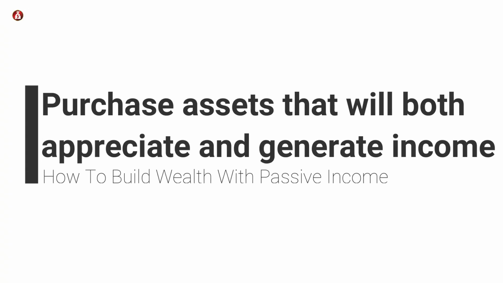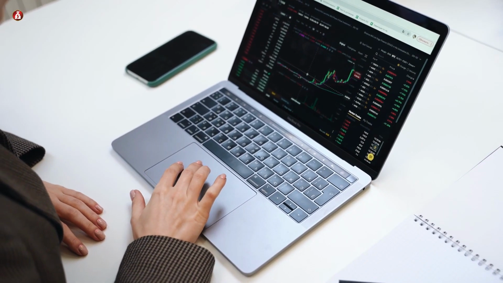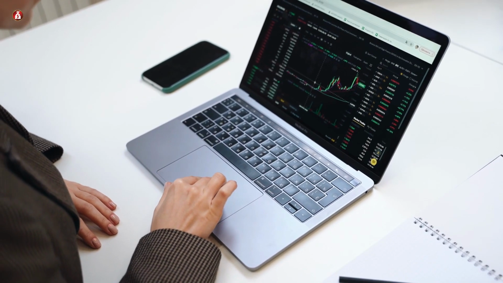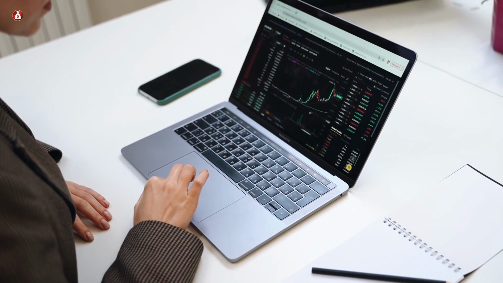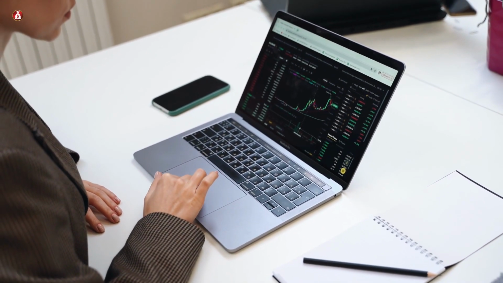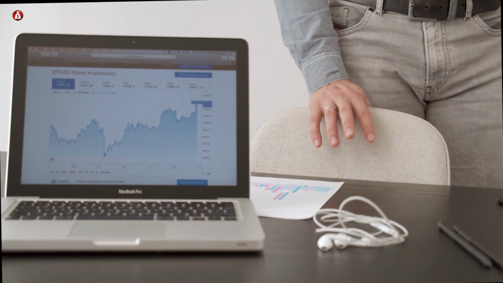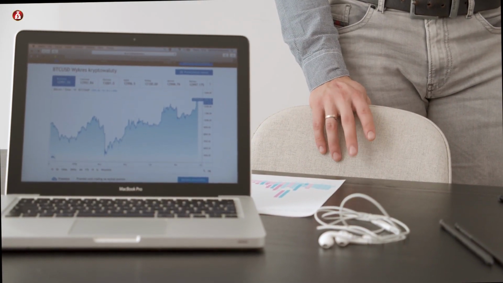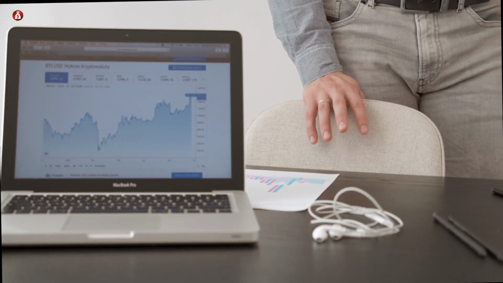Number 3. Purchase assets that will both appreciate and generate income. Dividend stocks are an excellent example of a growing asset that also generates income. Dividend growth stocks are another name for dividend stocks. They have an extra advantage. Many corporations raise their dividends over time. As a result, dividend growth stocks provide income today. Furthermore, a greater dividend income stream in the future.